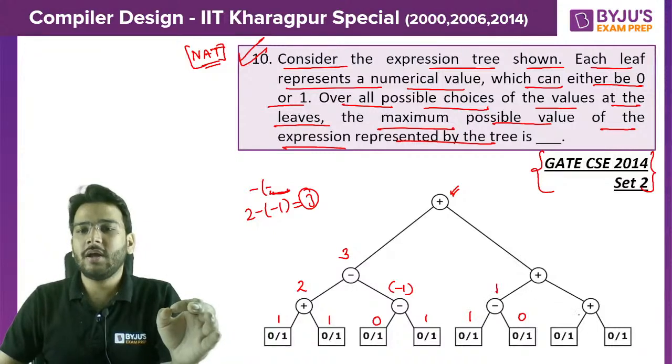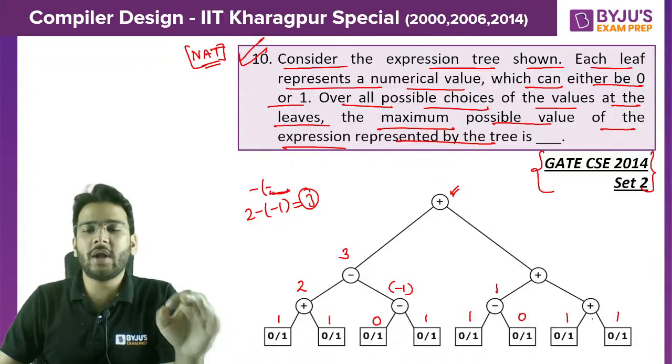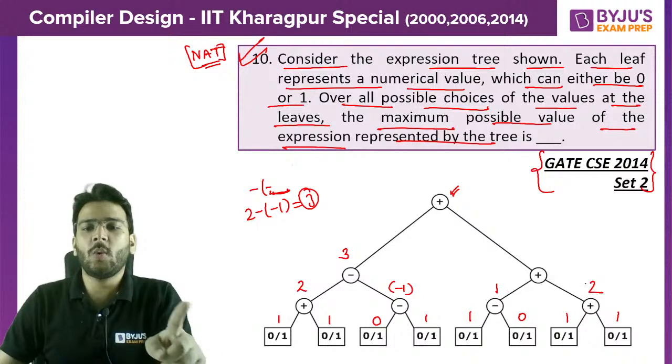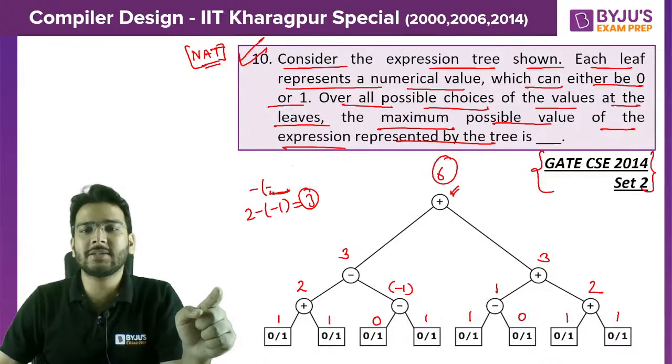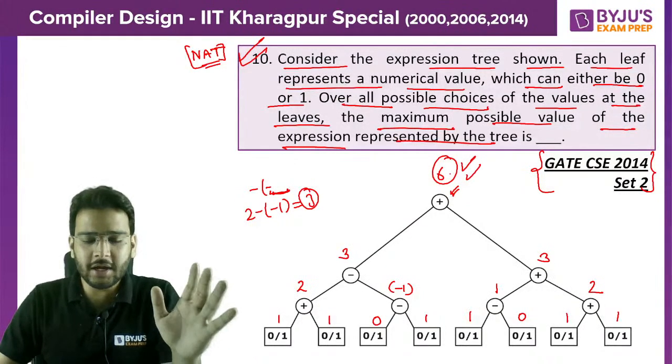So 1 here and here, this is plus. So let's take 1 and 1. 1 plus 1 will be 2. 1 plus 2, it is 3. And finally I am performing this addition operation. So 3 plus 3 will give me 6 as the answer. 6 is the correct answer for this question.